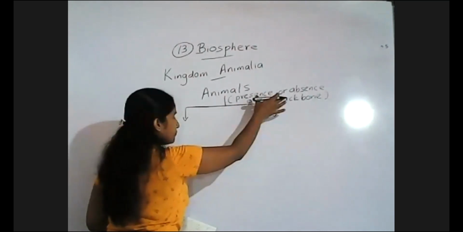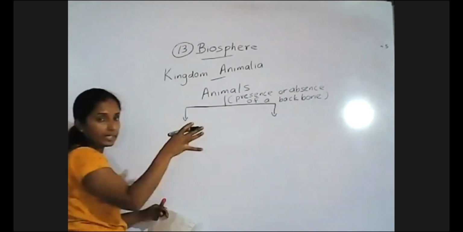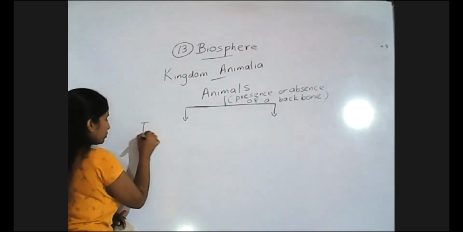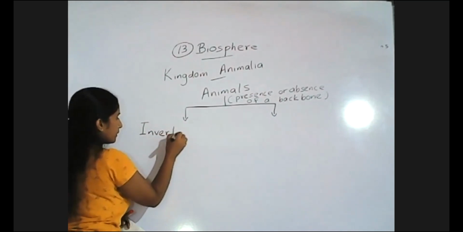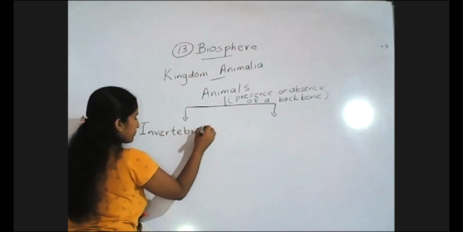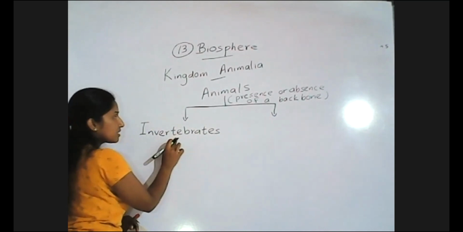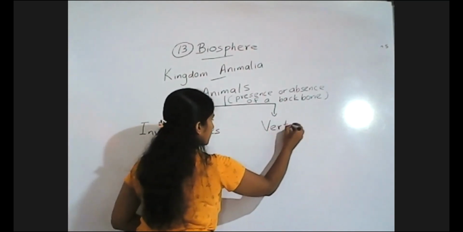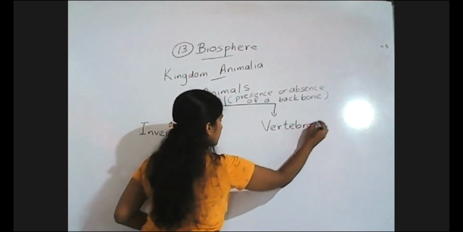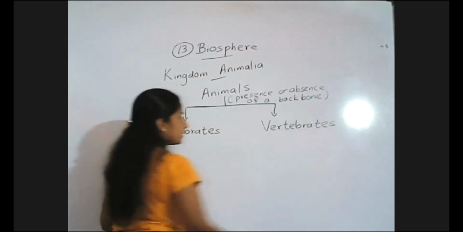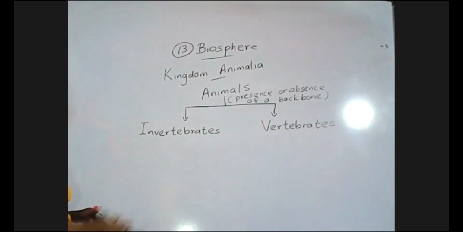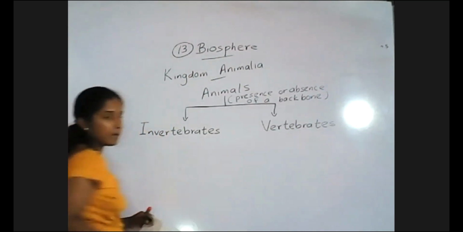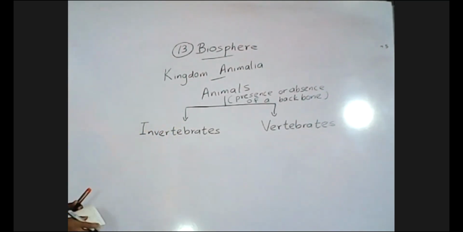By using this feature, we can categorize the animals into two main groups. What are the two groups? Invertebrates, that means they do not have a backbone, and the vertebrates. Invertebrates and vertebrates, right? Invertebrates, they do not have a backbone. Vertebrates, they have a backbone.